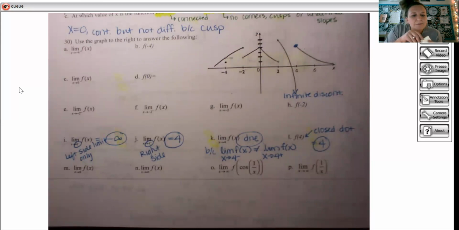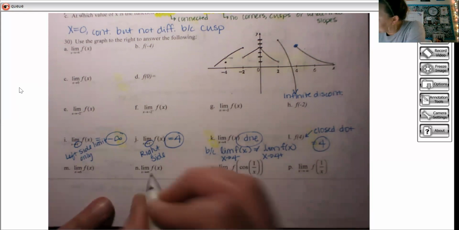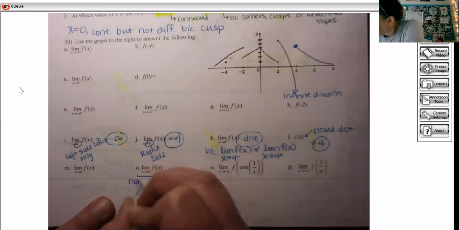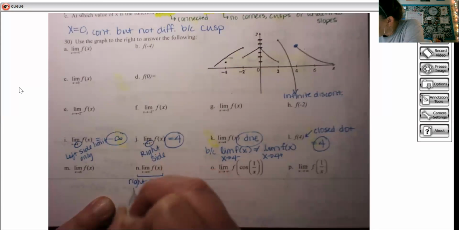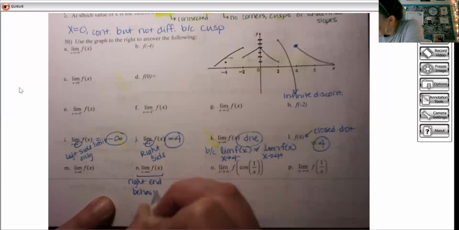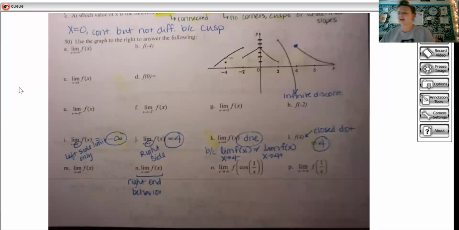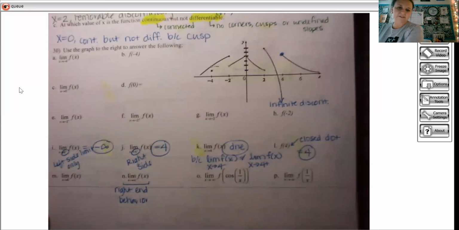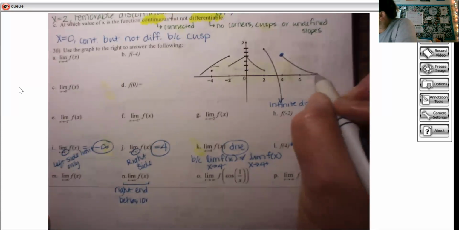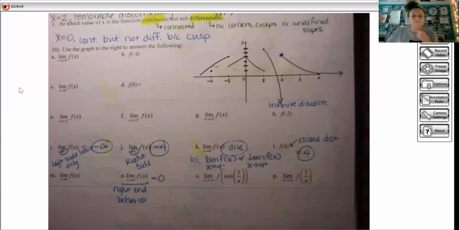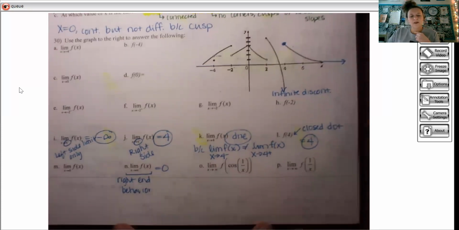Then let's do maybe one more, maybe 2 more. Let's do letter N. If x is approaching infinity, that means that you are observing the right end behavior. You're looking over here to see what's happening at the far end of that graph. Well, we have to kind of extrapolate here, right? But it looks like it's flattening out, which tells me that that's probably 0.